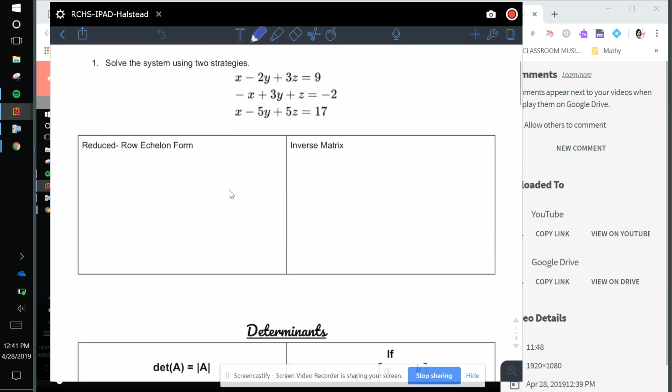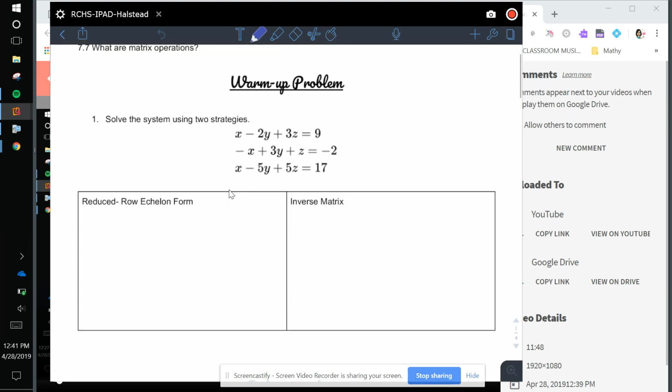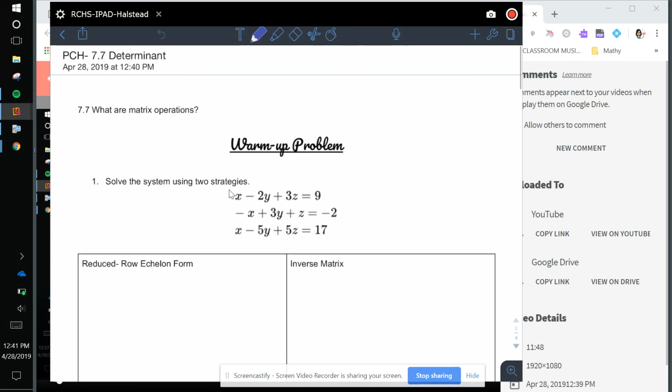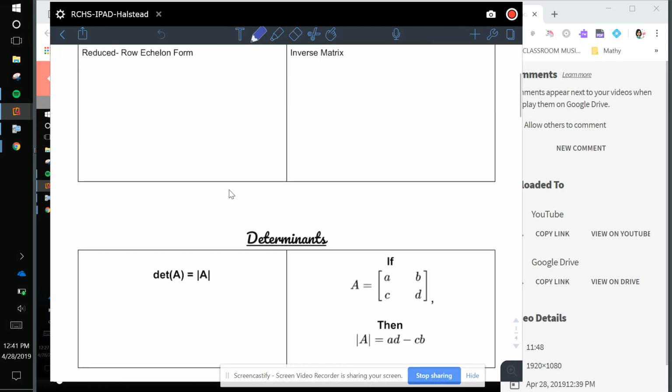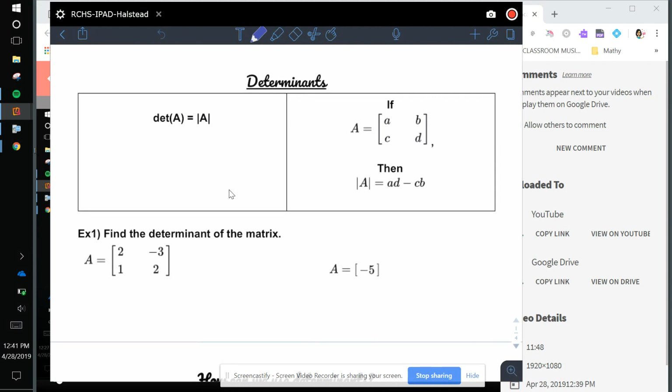All right, last thing, we're going to look at the determinant of a matrix today. So, determinants. Determinant is another command. We write it det of A, or like this with the absolute value brackets. And we see it both ways.